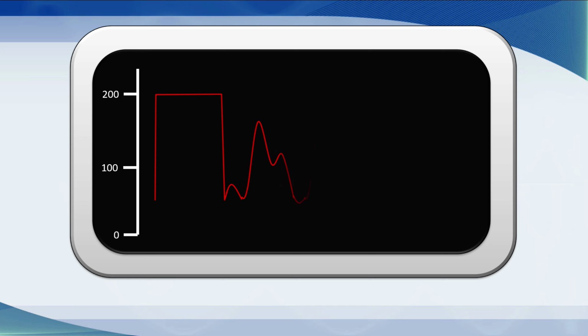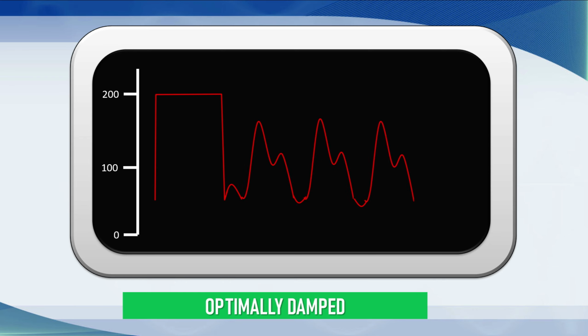This is an optimally damped arterial trace. Note the small overshoot after the flush test with 1 or 2 oscillations followed by a normal arterial line trace. This is what you want to see.